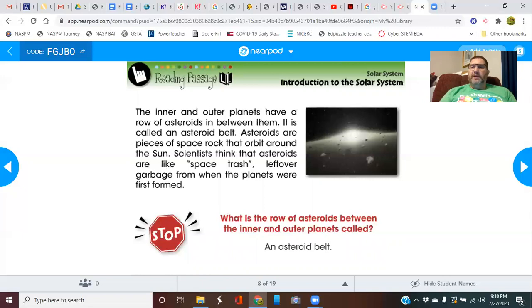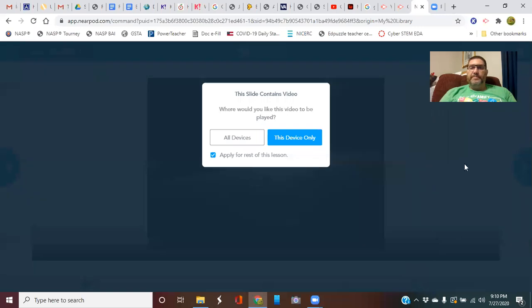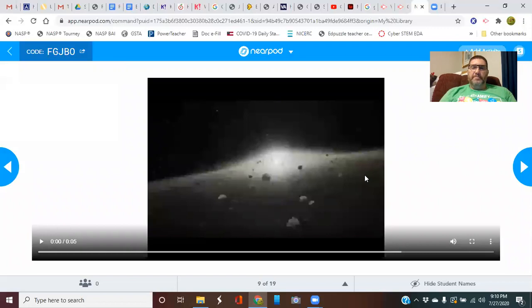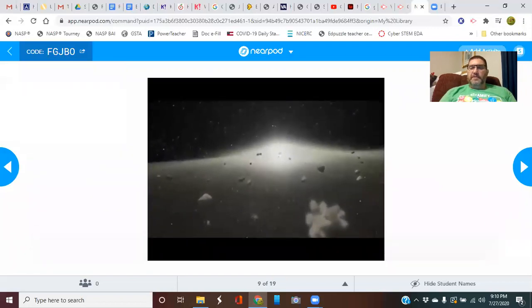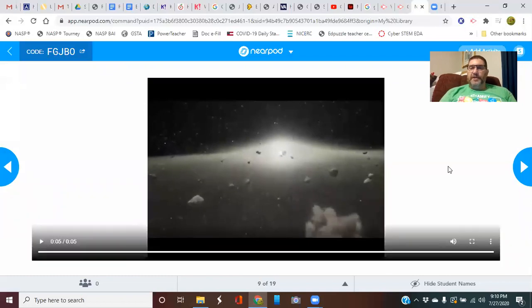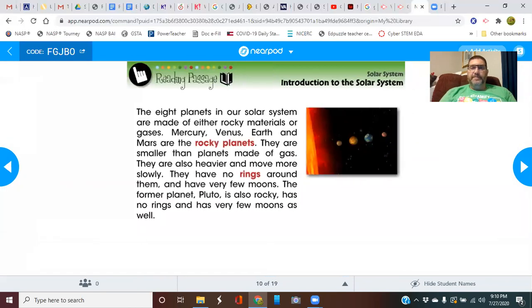Now, between the inner and outer planets, you have what's called an asteroid belt. An asteroid belt is basically a belt of junk, space junk, so to speak. And this is sort of what it looks like. It's just hanging out, floating around, so on and so forth.